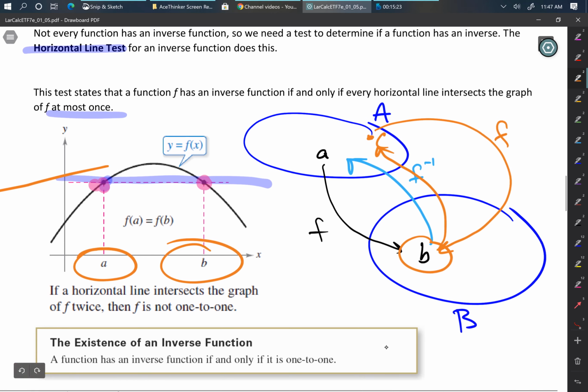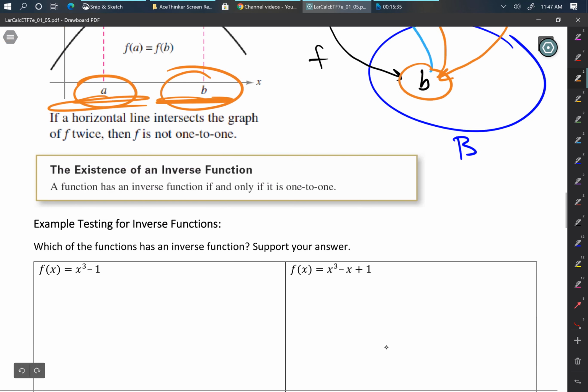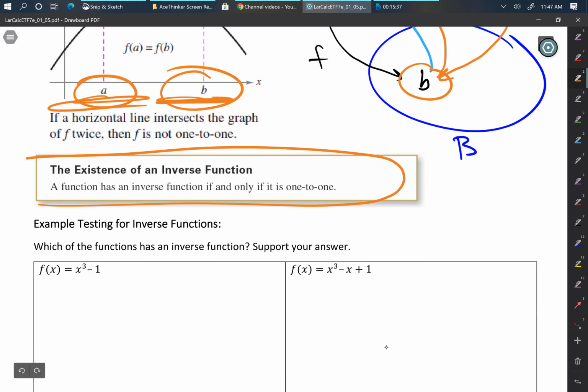Okay? And that's what this picture over here is trying to show. Here's two domain values that both have the same range value. And if you have two domains with the same range, then there's no way to get back. Right? So a function has an inverse if and only if it is 1-to-1. And 1-to-1 means 1x gives you 1y, and 1y gives you 1x.